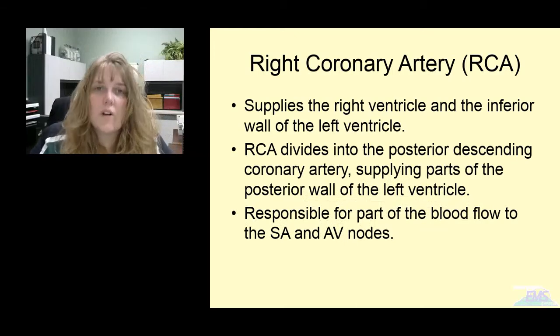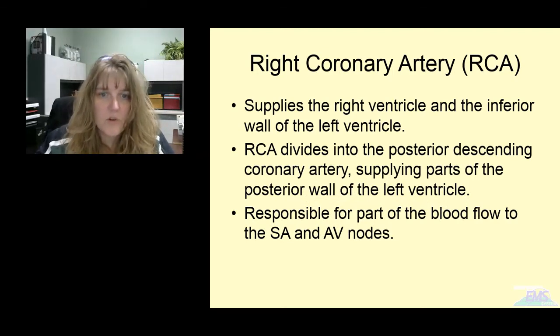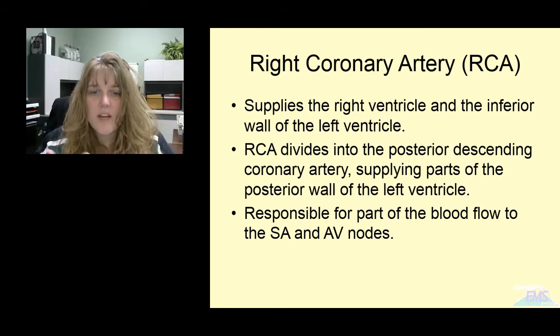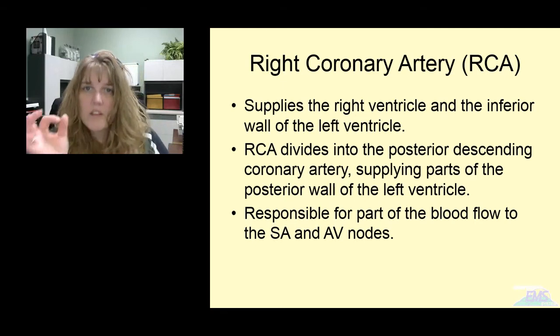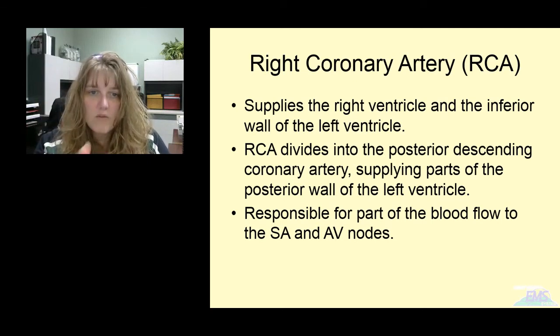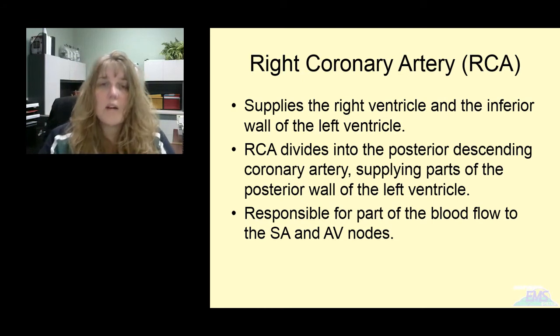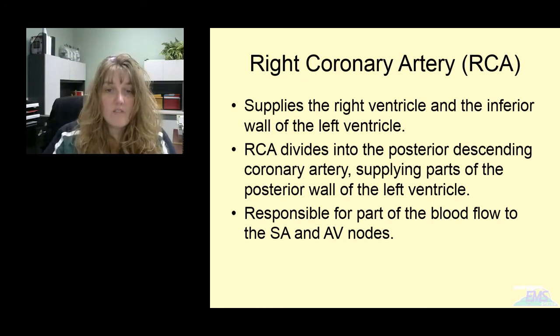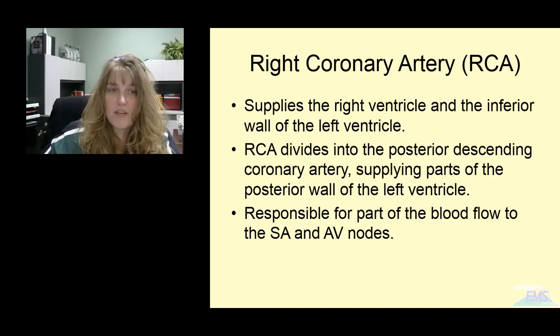So the right coronary artery is responsible for supplying blood flow to the right atria, the right ventricle, and the inferior wall of the left ventricle. And it divides into the posterior descending coronary artery, and so on. The big thing here is that you understand that it's feeding the right side of the heart and the inferior wall of the left ventricle, and it is responsible for supplying blood to our SA and our AV nodes in the majority of our patients.